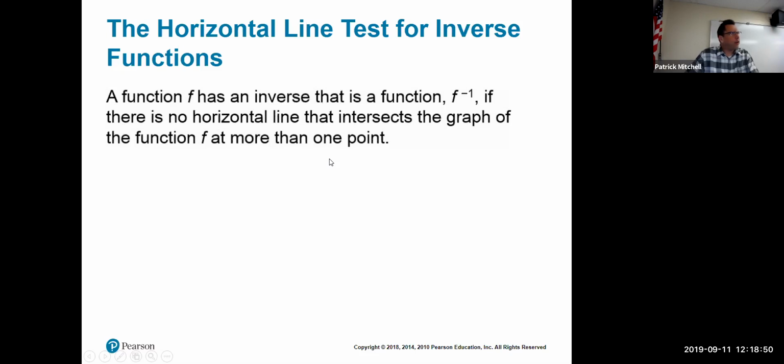So I can't remember if we talked about it in here. I feel like we did. The vertical line test. So the vertical line test is how you tell whether or not something is a function. Okay. So a function that has an inverse would also pass the horizontal line test. So let me show you why that should be true.